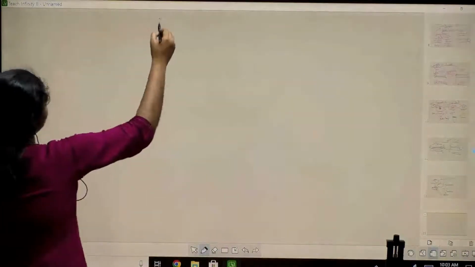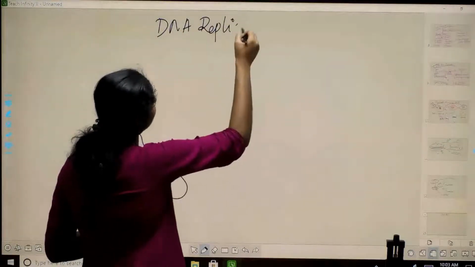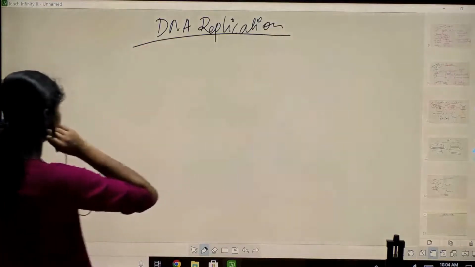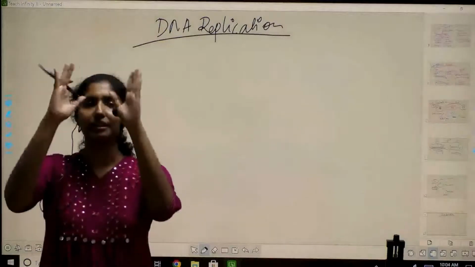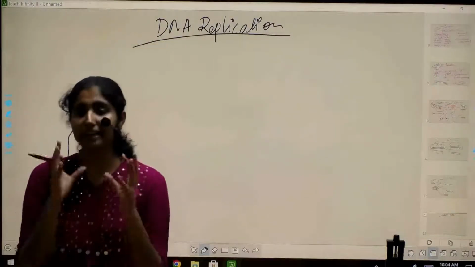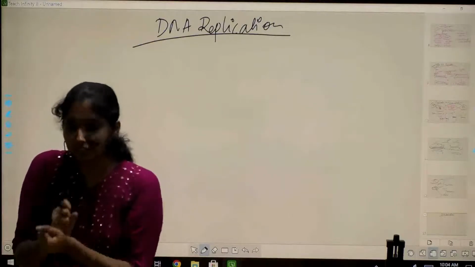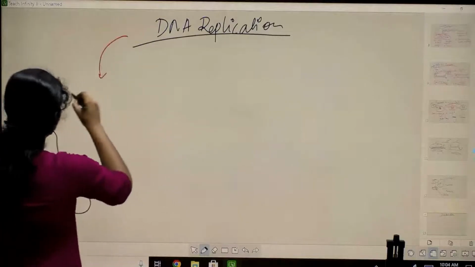So let's come to DNA replication. We are going to learn how DNA replicates. So for DNA replication to occur, we know that DNA exists as a double helix strand, and DNA is a very, very long strand that has been packaged into the cells. Okay. So before DNA replication, let's also learn about DNA packaging.